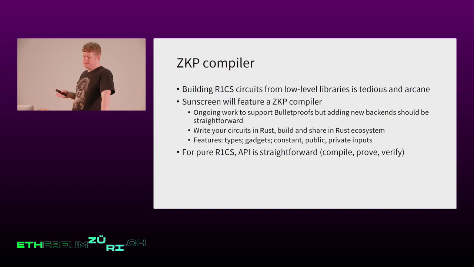Because everything is in Rust, it's in a DSL, you can share your circuits with others using crates as you would anything else in Rust. You also get all the syntax highlighting and all the other nice things about the Rust ecosystem. Today we support types, gadgets, and public and private inputs. And for R1CS alone, this API is very straightforward. You compile a circuit, you then can feed some inputs and generate a proof for it that satisfies that circuit. And then you can give that proof to somebody and they can verify that it's correct.